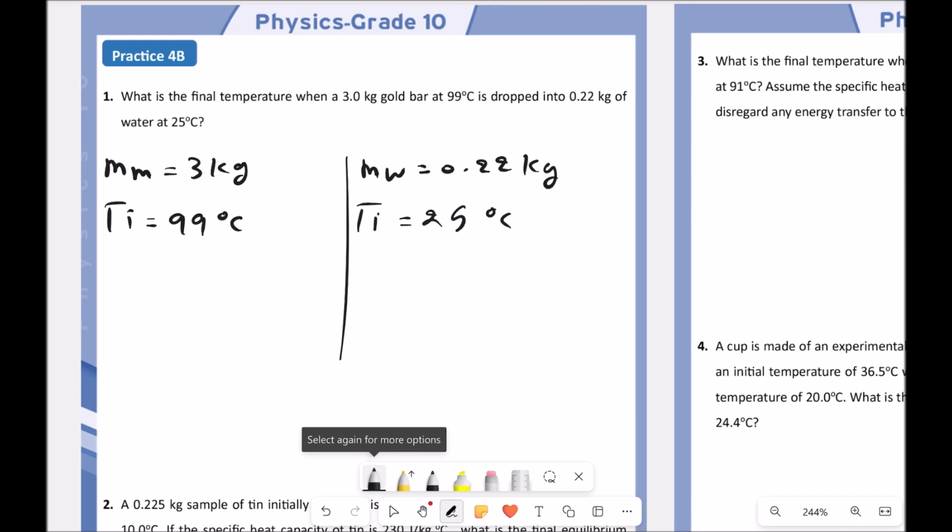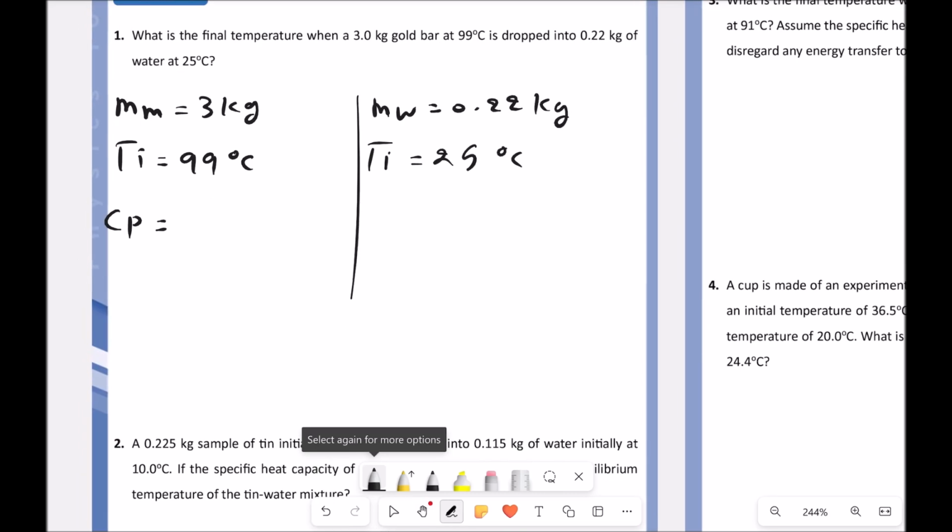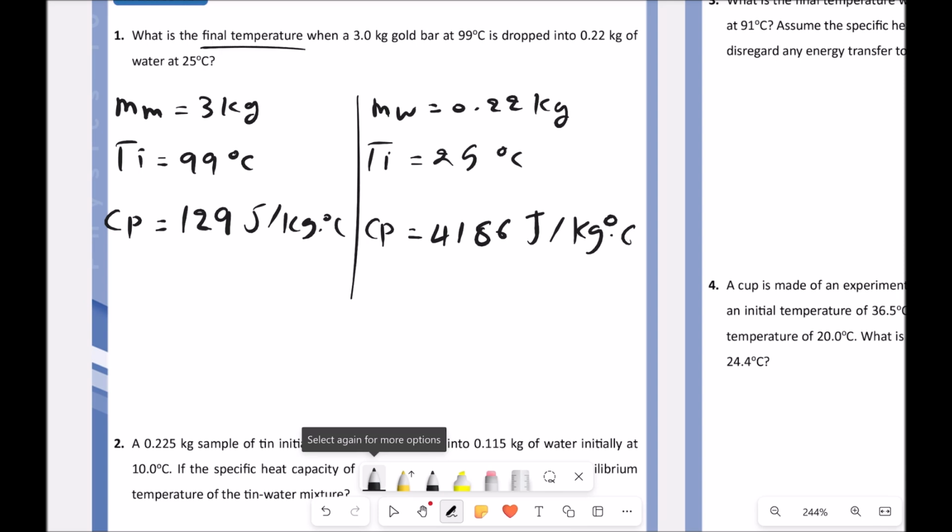Cp of the gold, you can refer to the table of common substances. We have Cp of the gold, which is equal to 129 joule per kilogram per Celsius. Then you have Cp of water, which is equal to 4,186 joule per kilogram per Celsius. It is asking for what? It is asking for the final temperature. So we should find the final temperature of the mixture of water and gold.